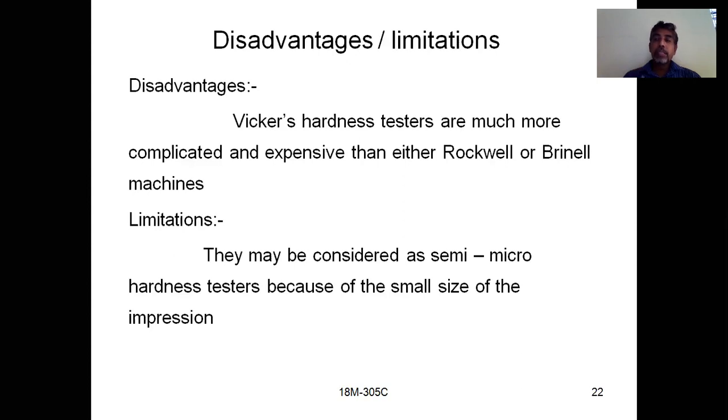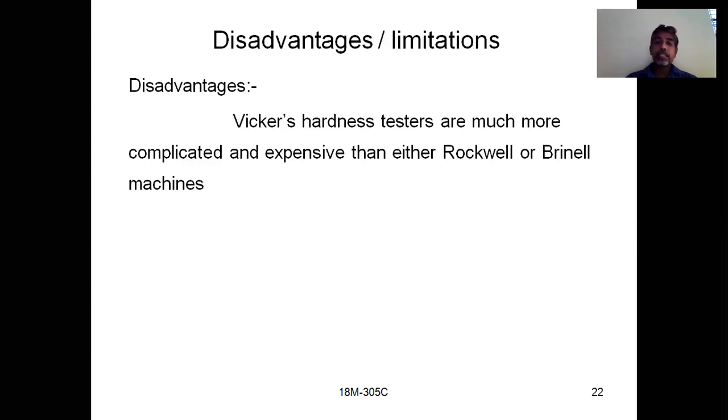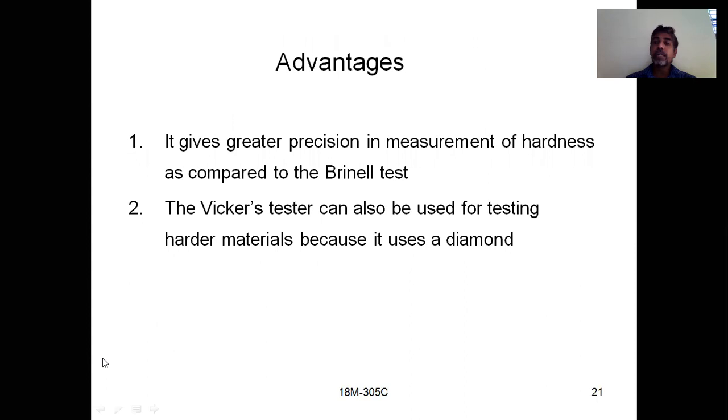When you apply the load onto the diamond indenter, it is pressed against the specimen, and by using the relation 2P sin theta by 2 by d square, we find the DPN, the pyramid hardness number. Later we discussed the advantages and disadvantages.